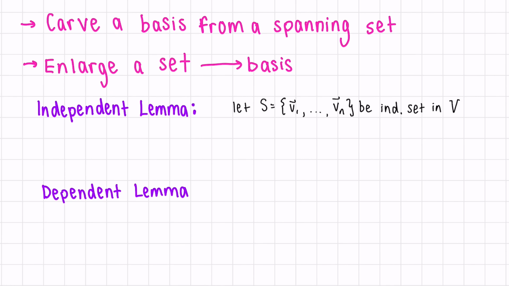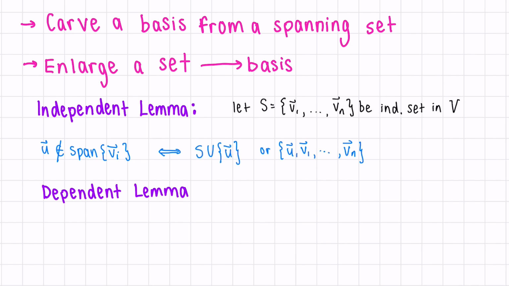In order to enlarge a set to form a basis, we need to be familiar with the independent and dependent lemma. Let's say that S is an independent set in V. If we add in a new vector, let's say u, and u is not in the span of these vi's, this is true if and only if the new set S plus vector u is independent. This would be useful if we're enlarging a set that's already independent to form a basis. If we add in a new vector and it's not in the span of the existing vectors in the set, then this vector is also independent.